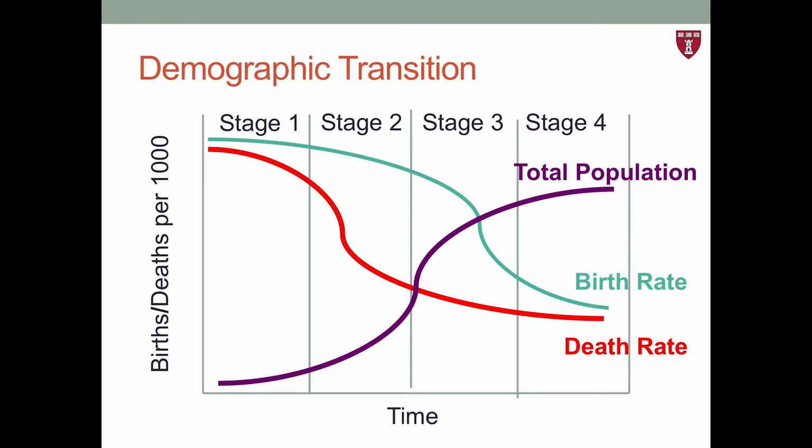Stage 4 is the post-transition phase. So here, this country or society has gone through these stages and has now settled with decreased birth rates, decreased death rates, following population growth. And so the population growth also decelerates.